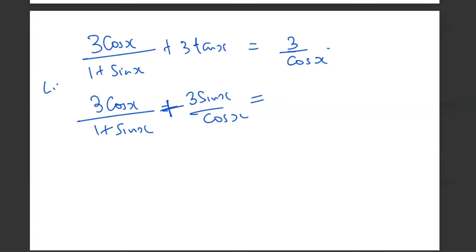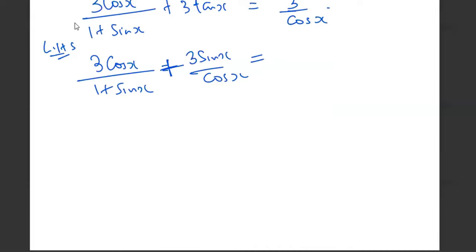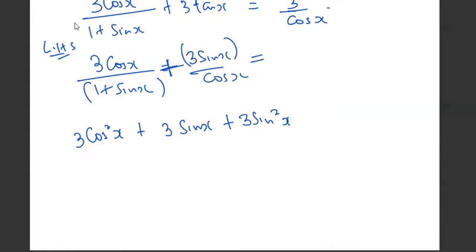Remember, we are starting from the left-hand side, so I don't need to put the right-hand side here. Do your cross multiplication. It's going to be a 3 cos squared x. And then this 3 sine must multiply with everything here. So a 3 sine x plus a 3 sine squared x over cos x into 1 plus, I'll say sine x.